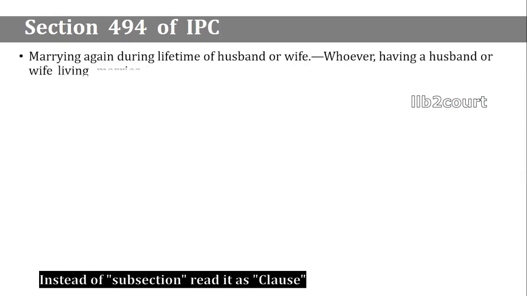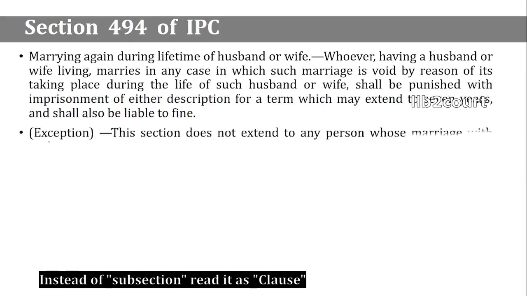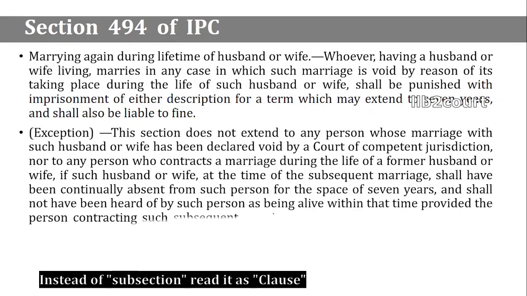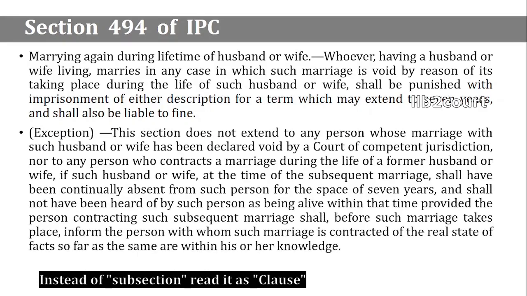So if we see the section 494 IPC, there is a proviso given in this section. So this section will not get attracted if a person is legally divorced or the previous marriage spouse is absent continuously for 7 years, or if he or she is not alive, then in that case this provision will not get attracted.